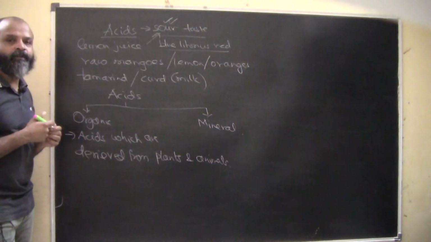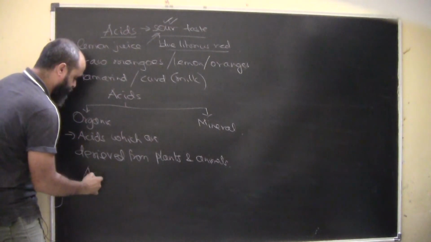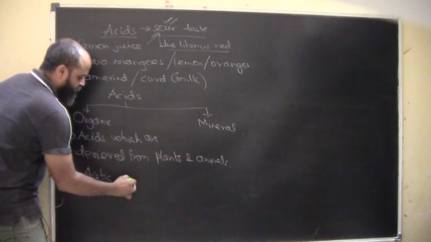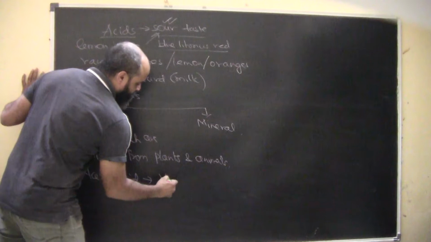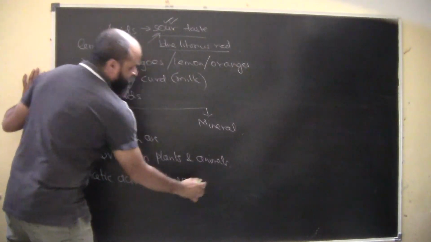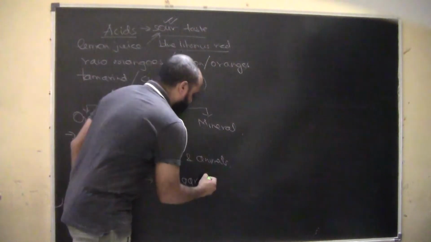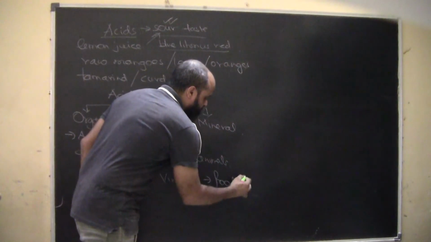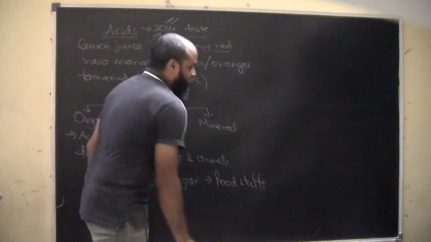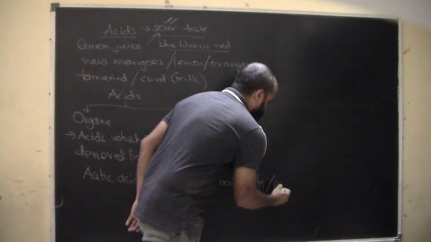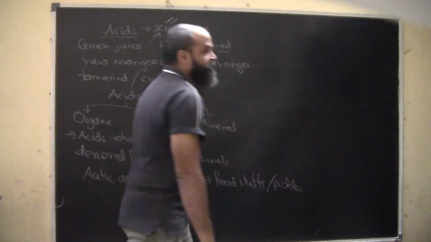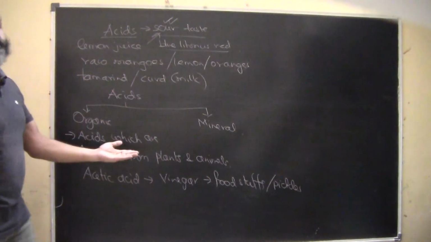One of the acids is acetic acid, very commonly used. Acetic acid is basically nothing but vinegar, which we use in making various kinds of foodstuffs in our house, and to make pickles, for example.